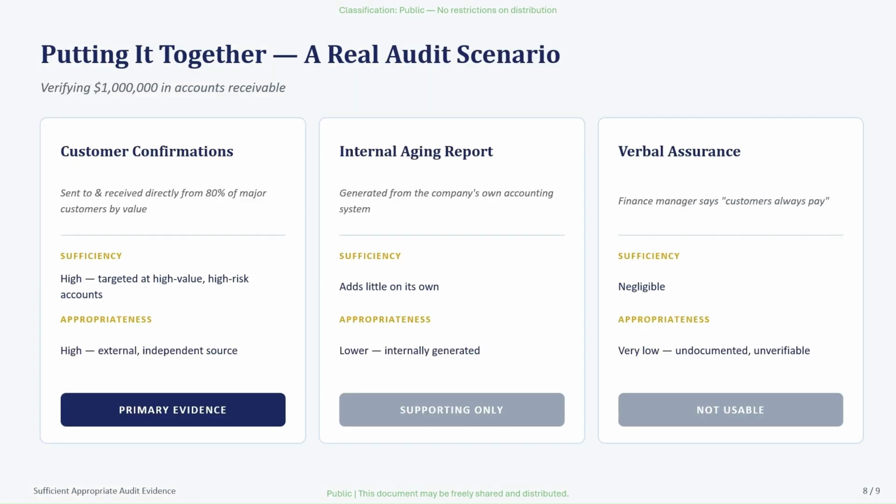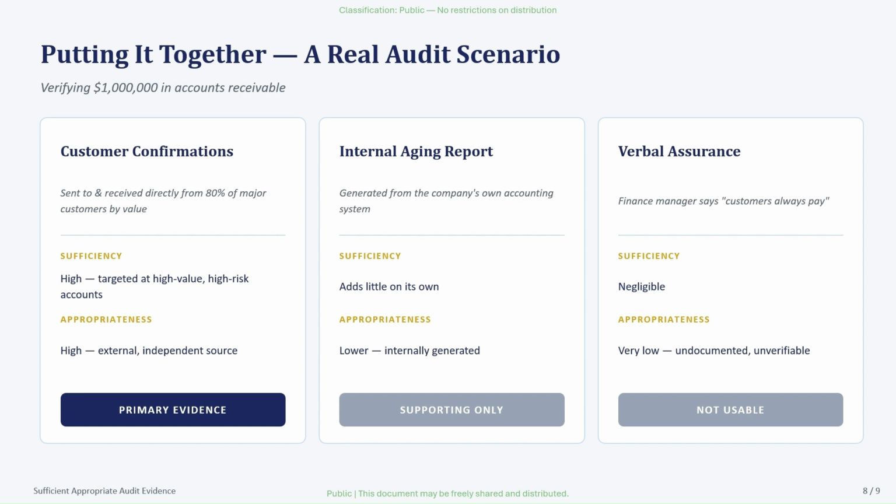Let's bring sufficiency and appropriateness together with one final scenario. Suppose an auditor is verifying $1 million in accounts receivable. The strongest evidence here is confirmation letters sent to and received directly back from 80% of the major customers by value. This is high in both sufficiency, because it's targeted at the largest and riskiest balances, and high in appropriateness, because it comes from an independent external source.